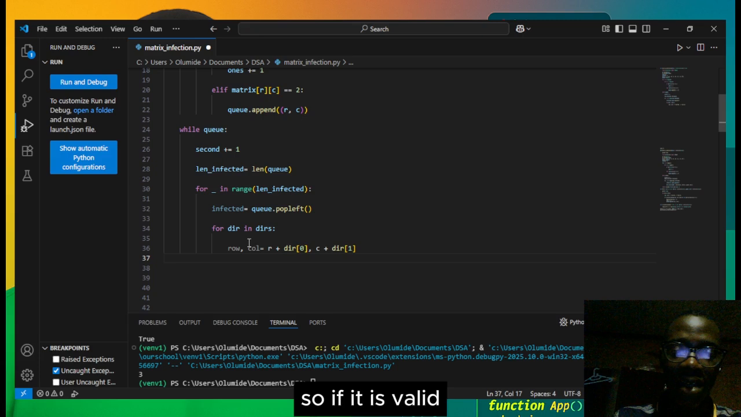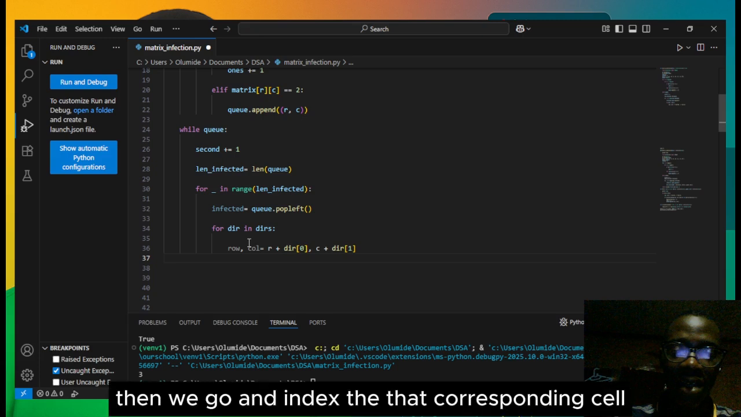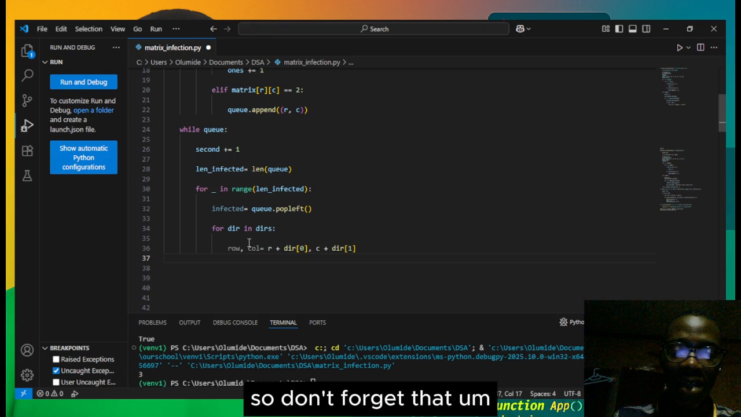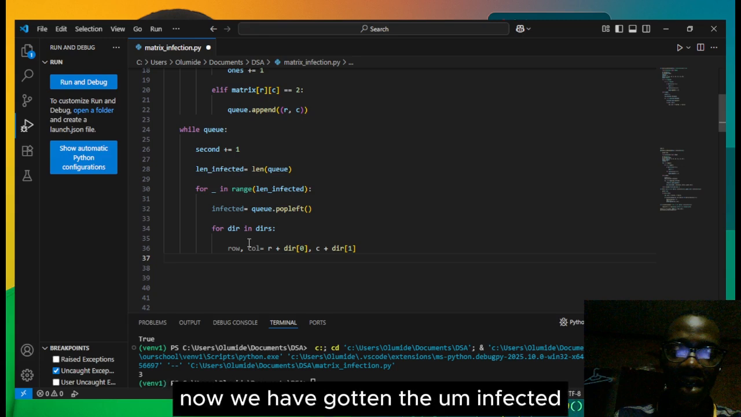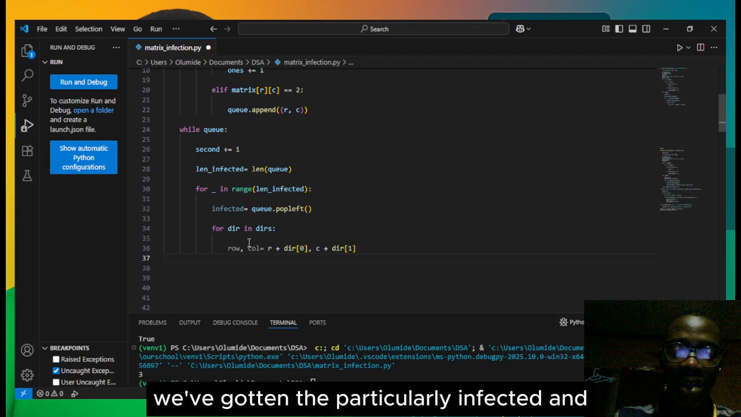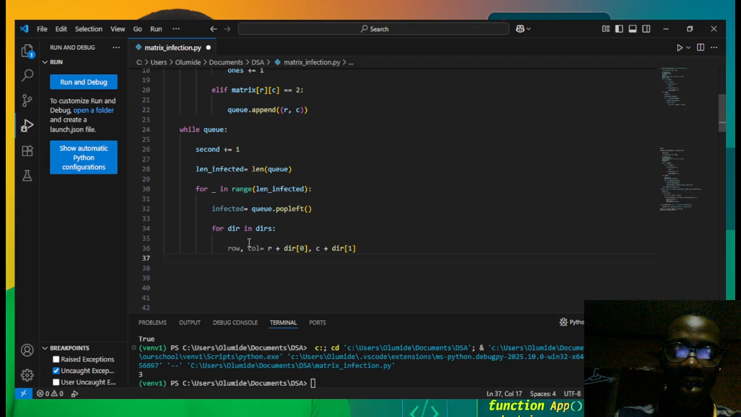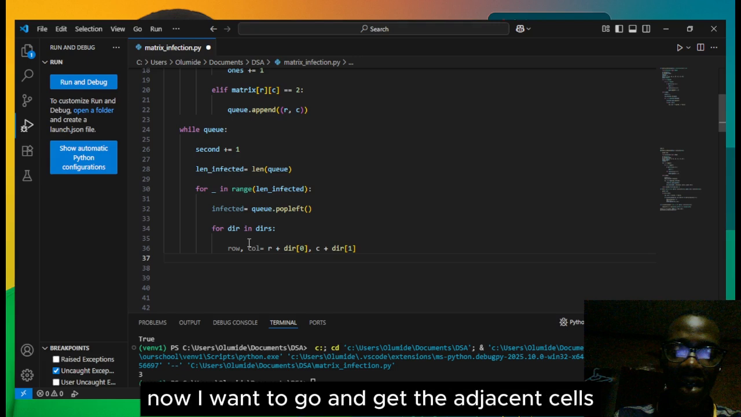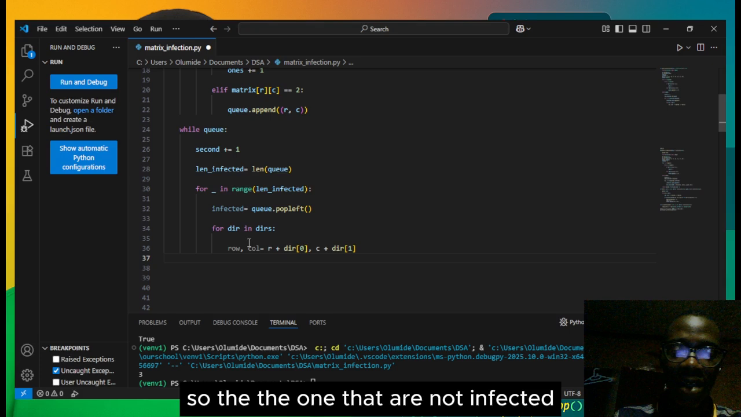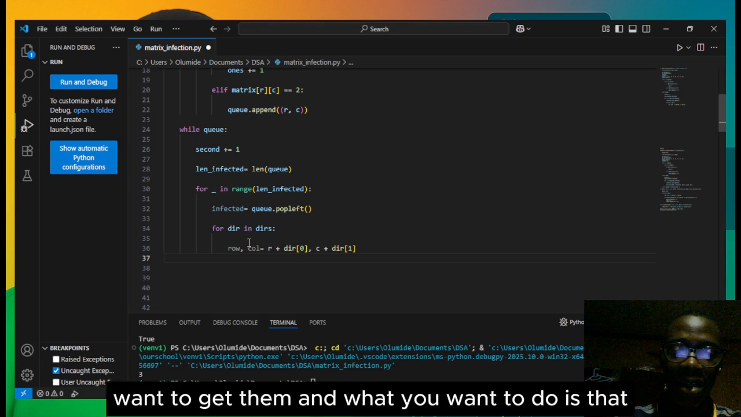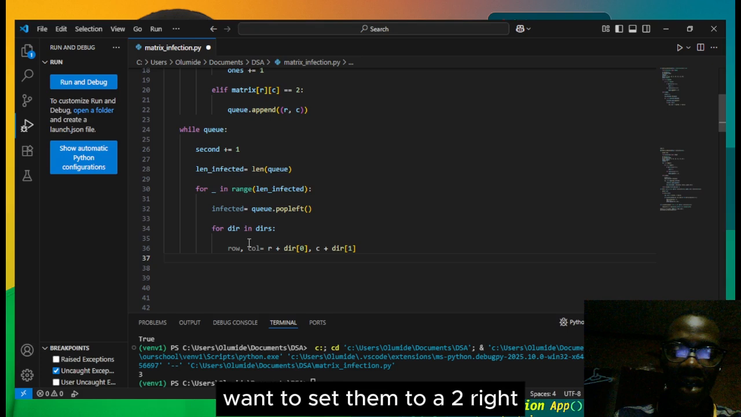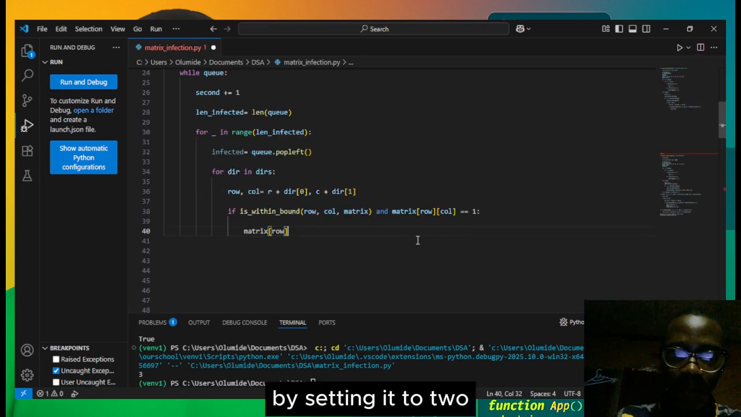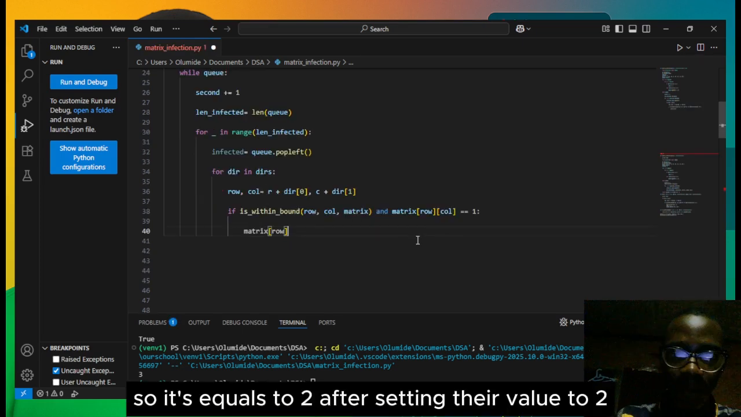So if it is valid, then we index that corresponding cell, and we check if it is equal to 1. Don't forget that now we have gotten the particular infected cell by popping it out of the queue. Now I want to get its adjacent cells, the ones that are not infected, that is the ones that are 1. We want to set them to a 2, meaning that we want to get them infected by setting it to 2.